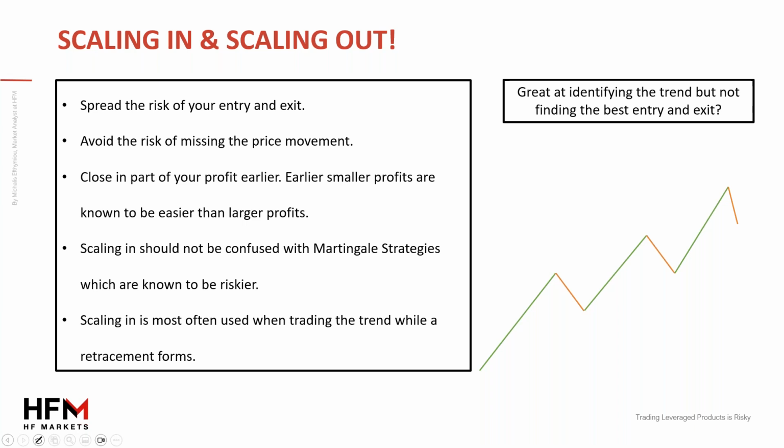So the idea, ladies and gentlemen, of scaling in and scaling out is to mitigate the risk. What you're trying to do is spread the risk of entering and exiting the market at the wrong or incorrect area of the market. In the box on the right, a lot of people are great at identifying the trends. Some people can say, you know, the NASDAQ in 2024 is going to see an upward trend. Great. You've identified a potential price movement, which is spanning 12 months.